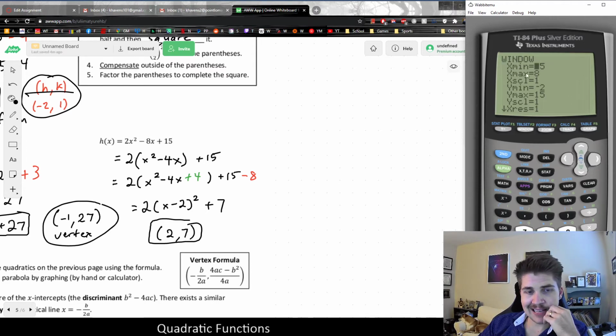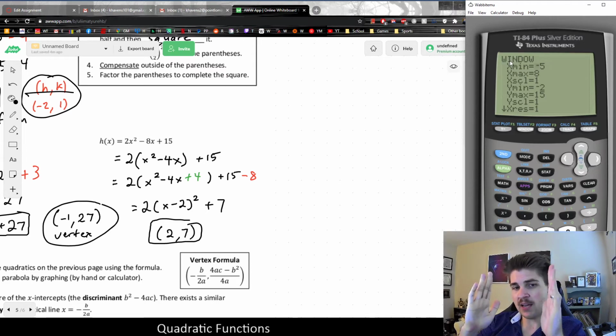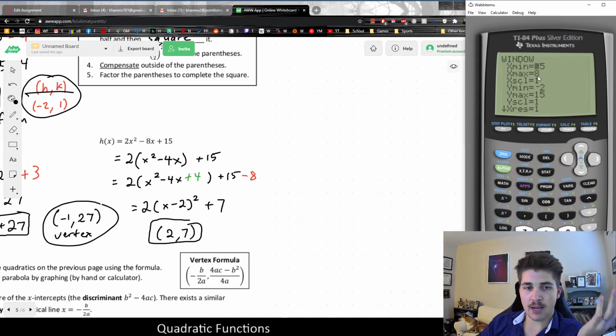Xmin and Xmax is basically the domain: from left to right, which numbers do you want to show? I have from -5 to 8 programmed just because I chose that. The XSCL stands for the scale, which just means they're going to put a tick mark every one number. Usually I suggest leaving it at 1 unless you're looking at a very big or very small domain.